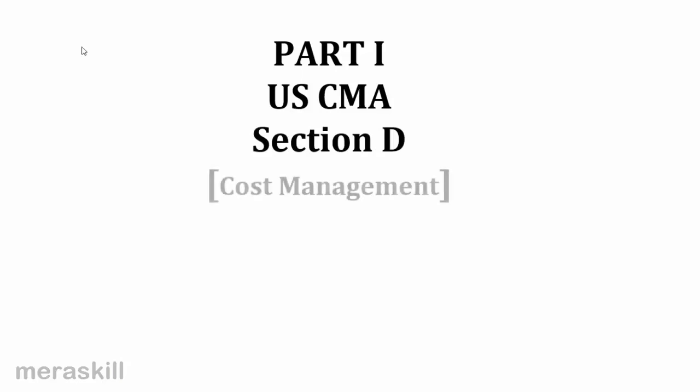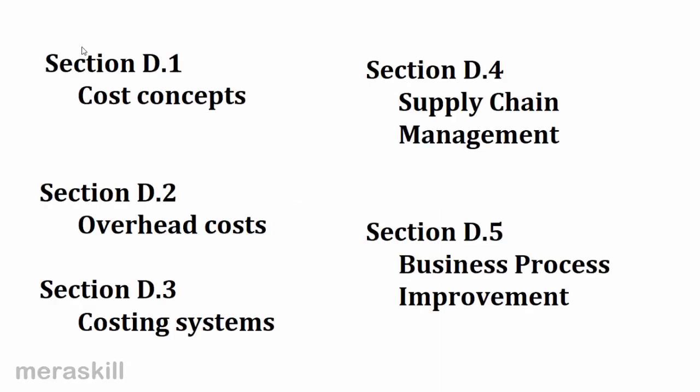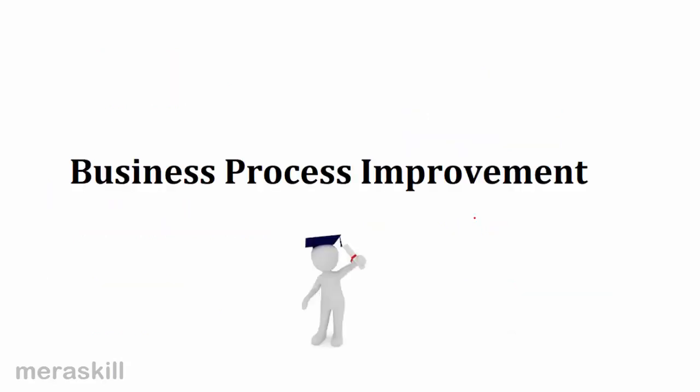We are on section D, cost management, which accounts for 20% of the total marks. As you remember, we broke this up into 5 sub-modules and now we are on the last sub-module, business process improvement. We have done supply chain management, which is also actually a business process. Here we will discuss only business process improvement. So let's get going.